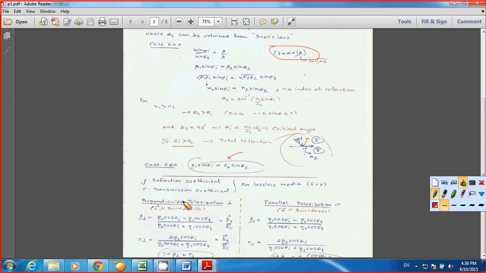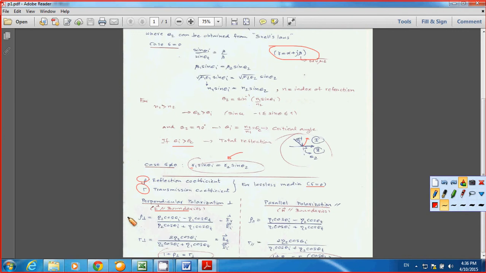Now we have two types of polarization. If we are looking for the reflection coefficient and transmission coefficient for lossless media, or sigma equal to 0, we have perpendicular polarization, which means your electric field is going to be parallel to the boundaries, and also parallel polarization, which means your magnetic field is going to be parallel to the boundaries. Okay, so it should not be so difficult for you to understand.